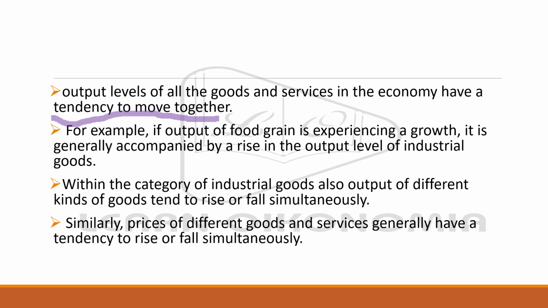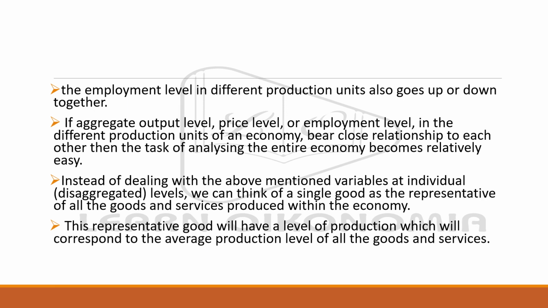Within the category of industrial goods, also, output of different kinds of goods tend to rise or fall simultaneously. And when it comes to prices, we can see that prices of different types of goods as well as different types of services have a general tendency of rising or falling. That too will happen simultaneously. Now coming to the employment level, employment in different production units will also go up or go down together.